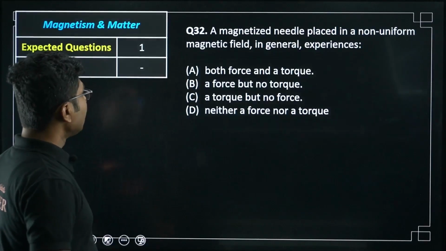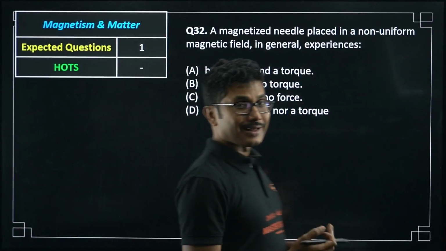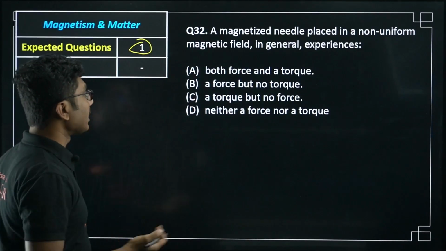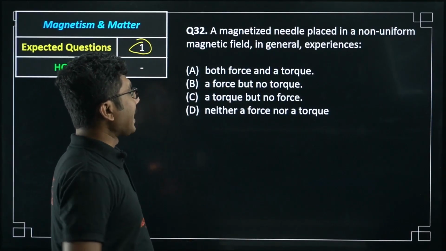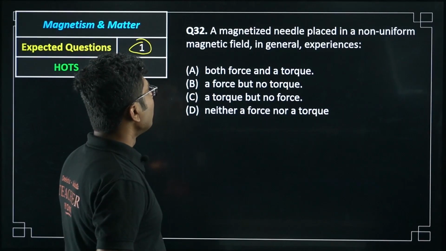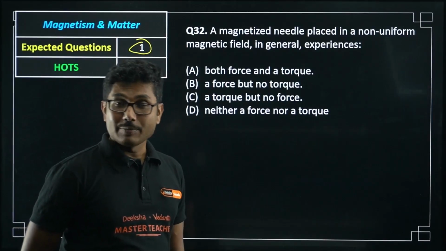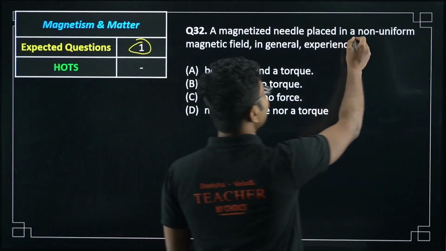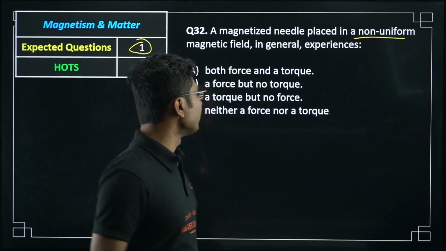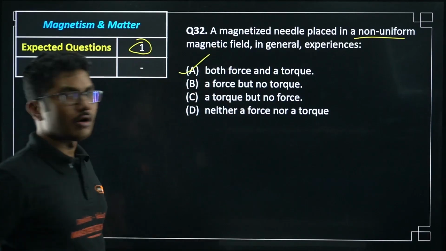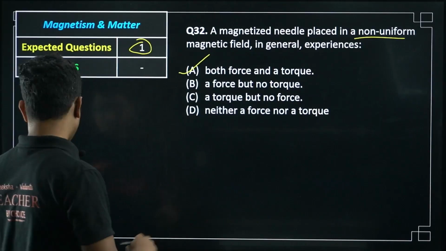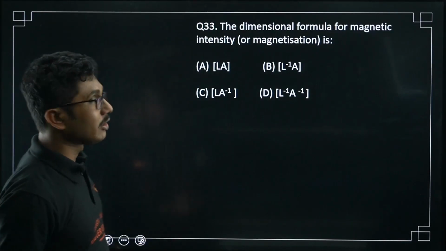Now next is magnetism and matter, another easy chapter. Here, as you can see, you can expect one question and there is no HOTS question. So let's move through this chapter quickly. A magnetized needle placed in a non-uniform magnetic field in general experiences both force and torque. This is like the dipole, but in this case a non-uniform magnetic field is given. So a non-uniform magnetic field means it will experience both force and torque. If it is a uniform magnetic field, only torque, right? Force acts only in a non-uniform electric or magnetic field.